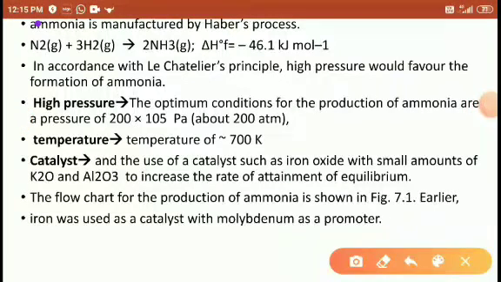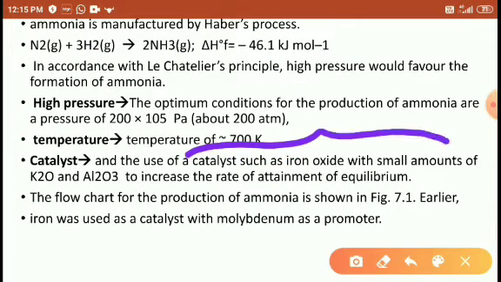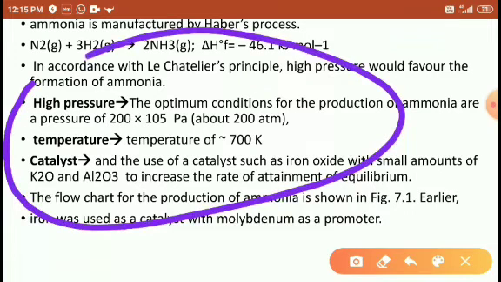Manufacture of ammonia. Nitrogen and hydrogen combine to form ammonia. The reaction is exothermic, minus 46.1 kilojoules per mole. Using Le Chatelier's principle, high pressure, low temperature and a catalyst are used here. The pressure is 200 atmospheres and the temperature 700 Kelvin, using catalysts like iron oxide with a small amount of potassium oxide and alumina. This increases the rate of reaction, and by applying these methods you prepare ammonia.